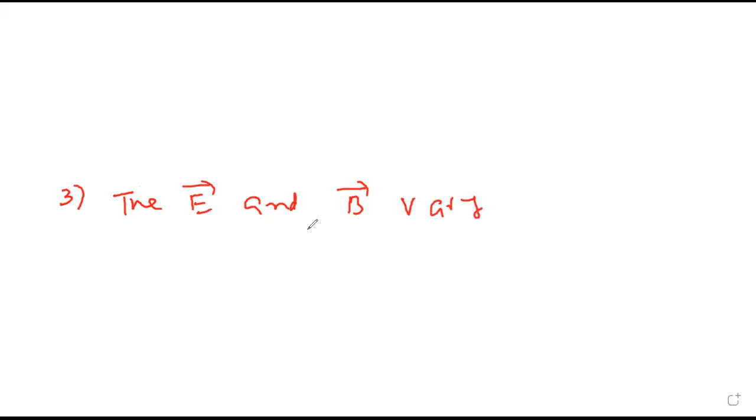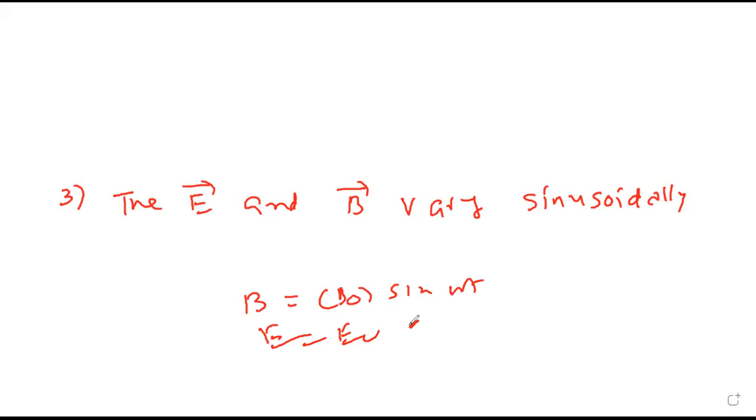E bar and B bar vary sinusoidally. Sinusoidally means their equation will be of the type something sine angle. That means B will be B naught sine and E will be E naught sine. That is the meaning: they will change themselves like a sine function. Now once again I will explain what is the meaning of sinusoidal.